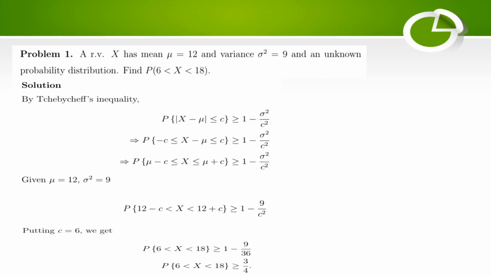Given mu equals 12, sigma square equals 9. P of 12 minus c less than x less than 12 plus c is greater than or equal to 1 minus 9 by c square. Putting c equals 6, we get P of 6 less than x less than 18 is greater than or equal to 1 minus 9 by 36. P of 6 less than x less than 18 is greater than or equal to 3 by 4.